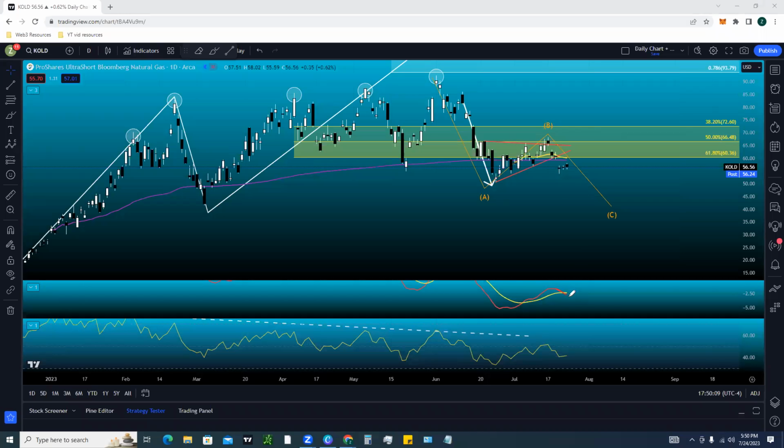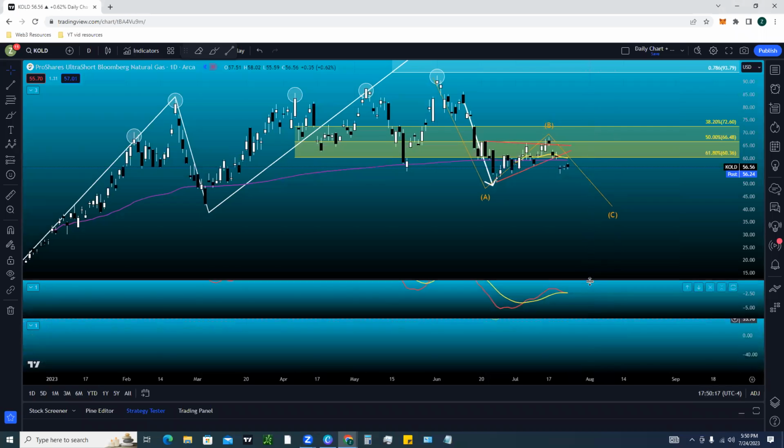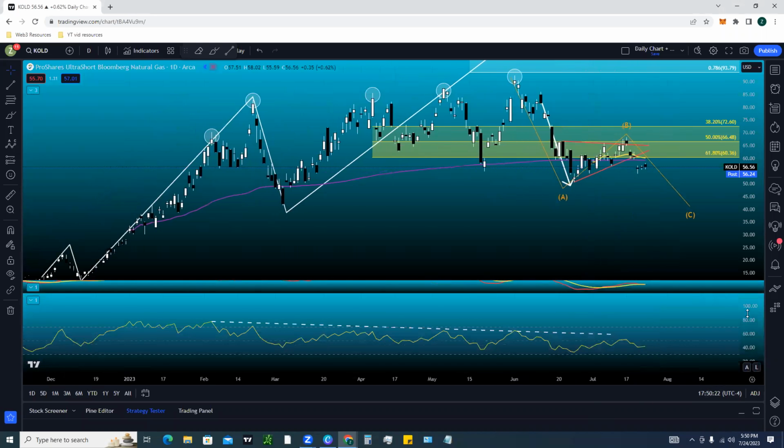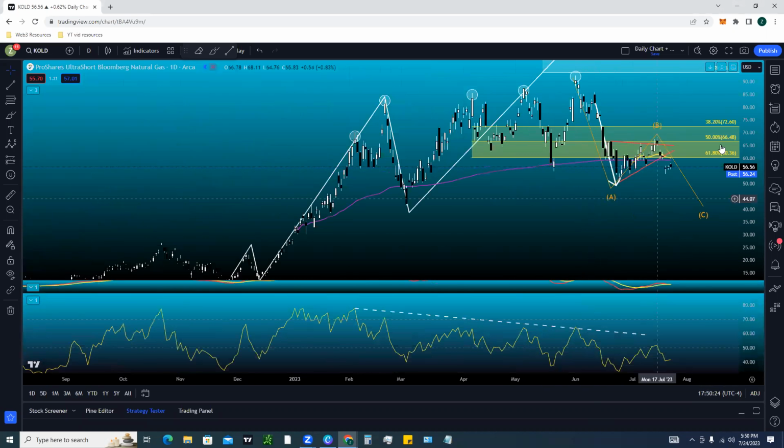And so if we see this red line here cross below this yellow line, that could be a sell signal, right? Another important thing to notice is that this initial bullish divergence trend line that we had on the RSI. So your RSI is your relative strength index. This is going to measure the relative strength of a stock at its given prices.